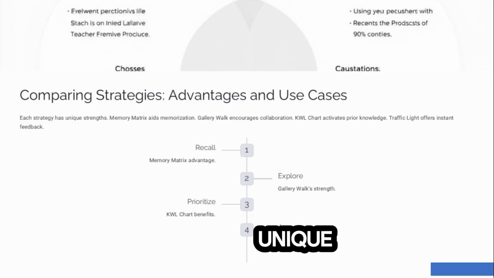Each strategy has unique strengths. Memory matrix aids memorization. Gallery walk encourages collaboration. KWL chart activates prior knowledge. And traffic light offers instant feedback.